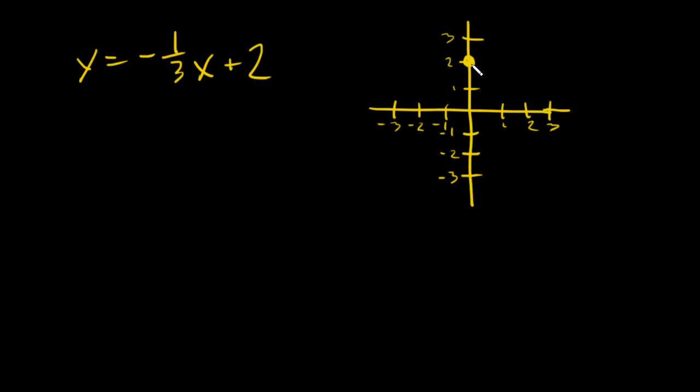And then the next point is going to be the slope of -1/3. So since this is a negative value, instead of the rise going up, the rise is going to be going down. So this is going to be going down 1/3. So it'll be just sort of like that. That's my next point. I connect the dots, and that's my graph.